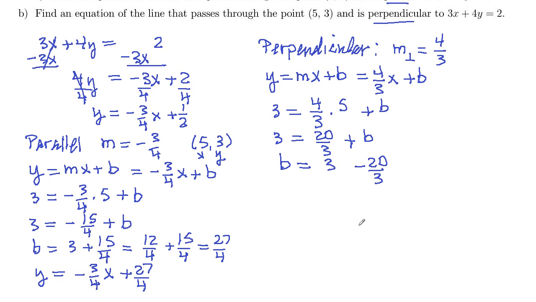And let's go ahead and multiply here top and bottom by 3 to get a common denominator. So that's now 9 thirds minus 20 thirds. So negative 11 thirds. And now we can plug that guy in here. So our perpendicular equation will be y equals 4 thirds x minus 11 thirds.